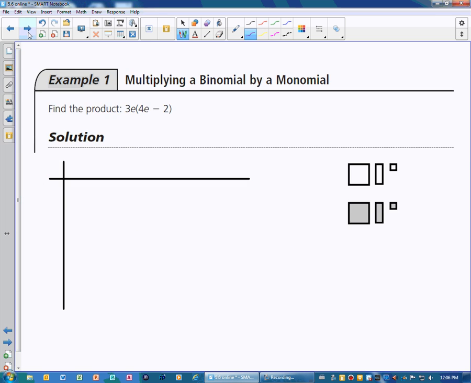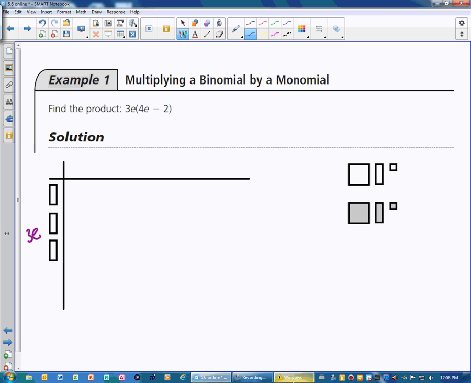So let's try the example number 1 here. And it says we're going to find the product of 3e times 4e minus 2. So in your booklet, I want you to draw multiplication table lines. And we're going to start by representing 3e. So it's positive, so I'm going to use the white tiles. And it doesn't matter if you put them here, or I could have put them along there. There's no rule about do you start on the up and down or do you start on the side to side. It doesn't matter. Okay, so here's my 3e. Okay, represented by 3 rectangles right here.